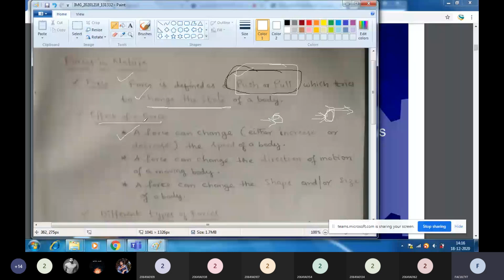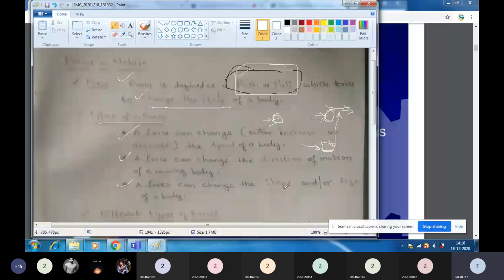The second effect is that a force can change the direction. If you are playing football, depending on the amount of force and the direction you apply, the football can be moved in either direction according to your requirement. So a force can change the direction of motion of a moving body. Next, the third important point: a force can change the shape and or size of a body.